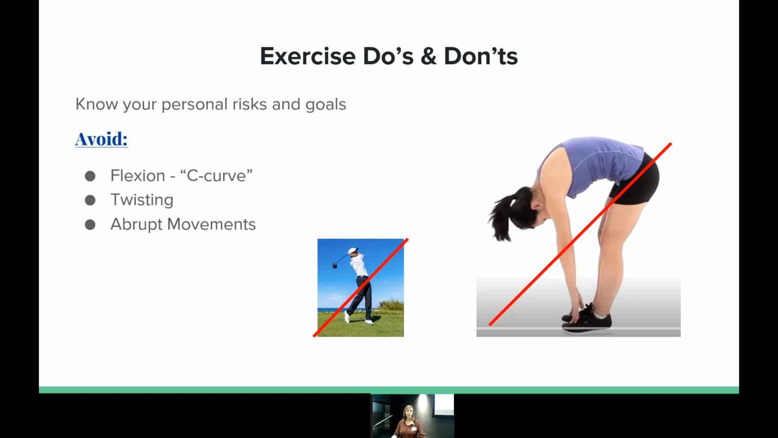For those with osteoporosis and osteopenia, there are 3 things that I can tell you should probably avoid. And that is flexion, meaning bending forward at the waist. And you can see here that she's almost in the shape of a reverse C. So this C-shaped curve of the spine is what you really want to avoid. You also want to avoid twisting or making quick or abrupt movements because of the extra strain they can put on the spine.